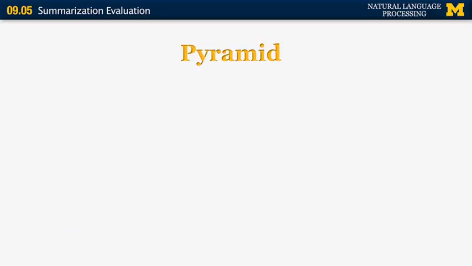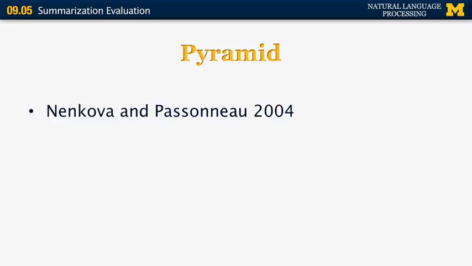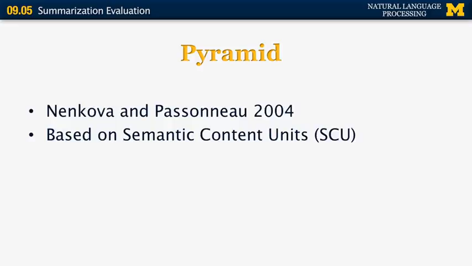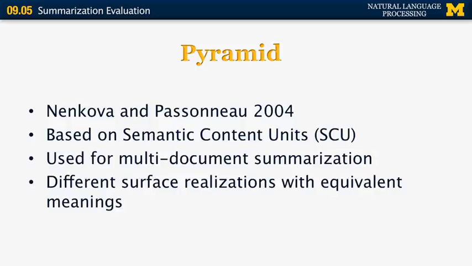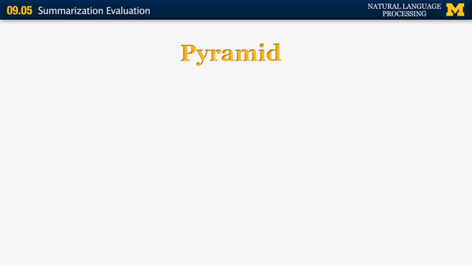So another metric for evaluating summaries is the so-called pyramid method. The pyramid method was introduced by Ani Nenkova and Rebecca Passonneau in 2004, and it's used for multi-document summarization. It's based on the idea of semantic content units. So what are semantic content units? Well, they have to deal with different statements or facts that are realized using different formulations. So there may be two different ways to say the exact same thing.